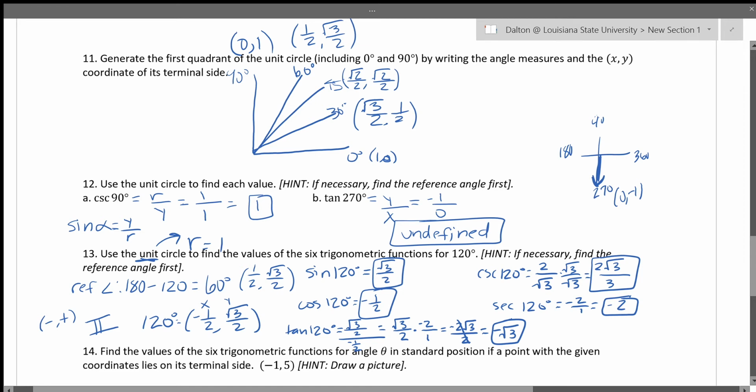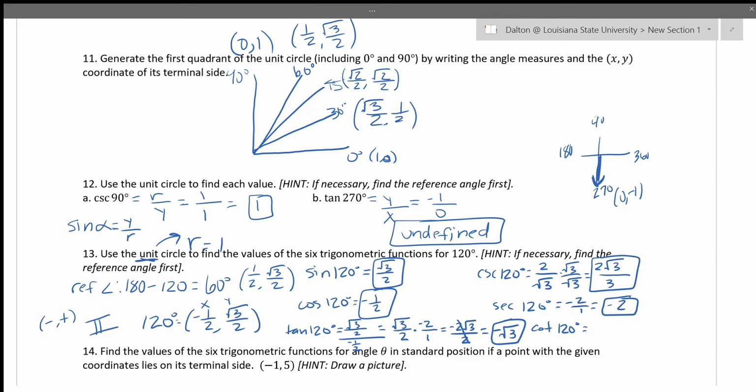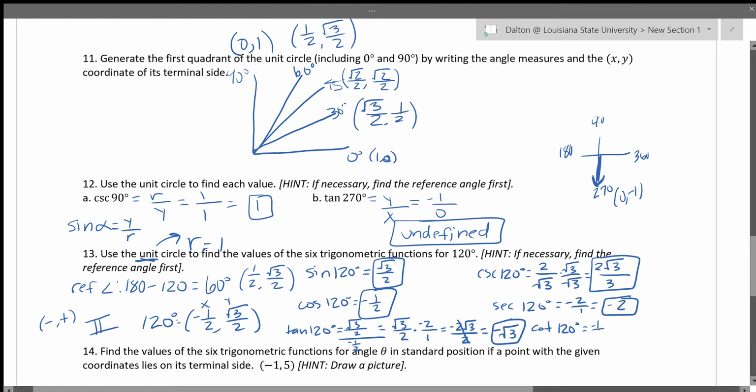And then the tangent is paired with cotangent. So the cotangent of 120 degrees, you could go back to the very beginning and then multiply by the reciprocal, but switch the order of your fractions, or just go ahead and reciprocate one of your, let's just do the final answer there. So if I take the reciprocal of negative square root of 3, then I'm going to have negative 1 over the square root of 3 is the reciprocal. And then we have to rationalize this still. So it's going to be negative square root of 3 over 3.